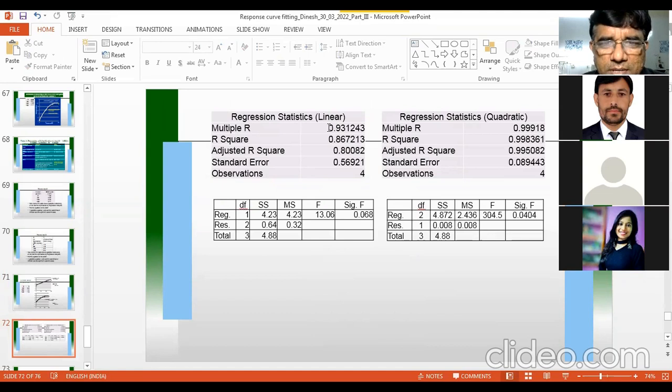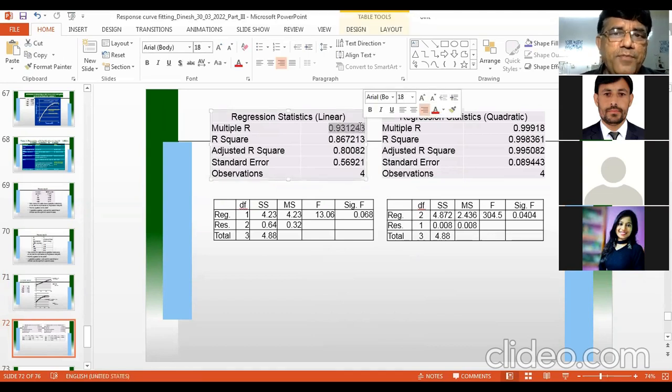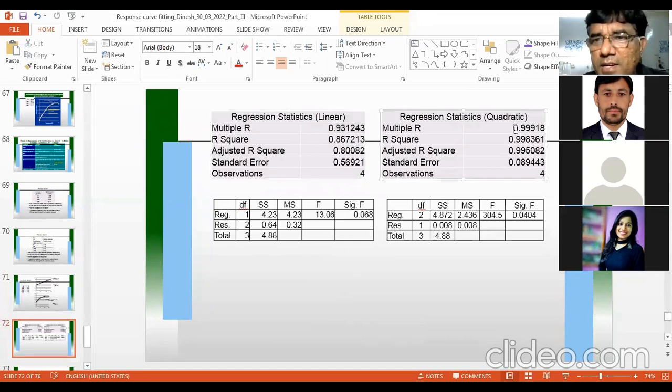And you can see here, the multiple correlation coefficient in one case, when you have fitted the same data, it was 0.93. And here it was 0.999. So quadratic was better because your multiple R is higher here. R square here is 0.86. Here in quadratic, 0.998, or almost 0.999 you can say.